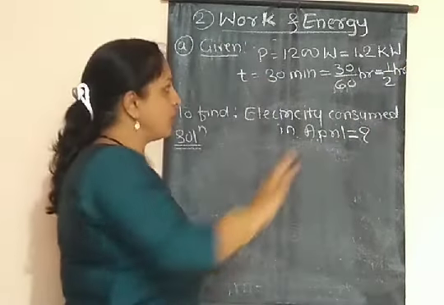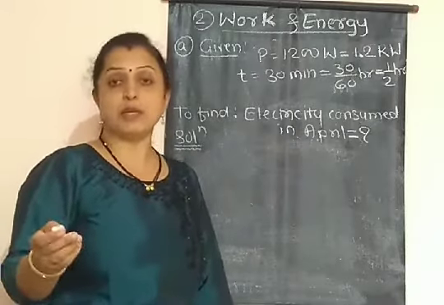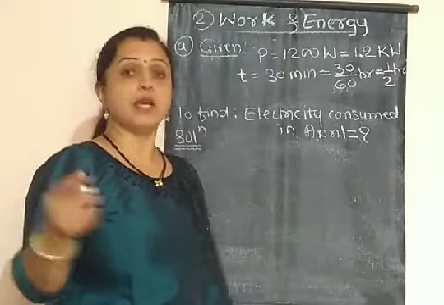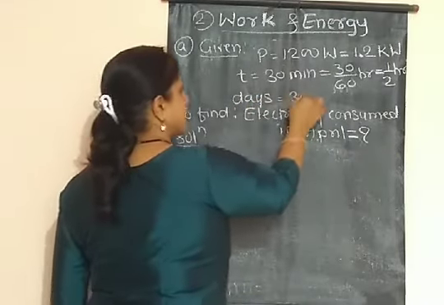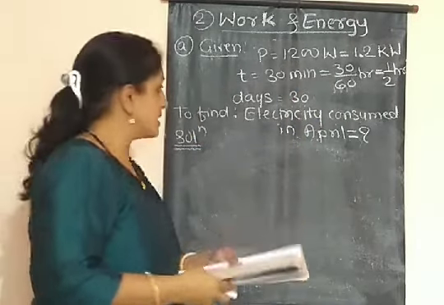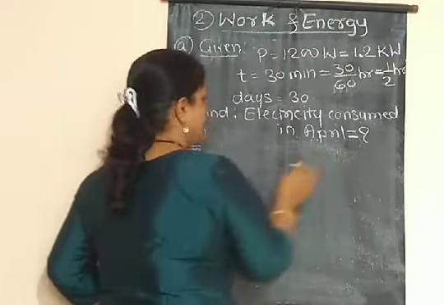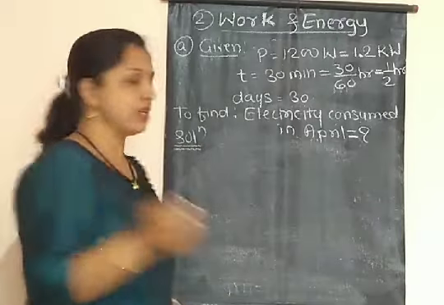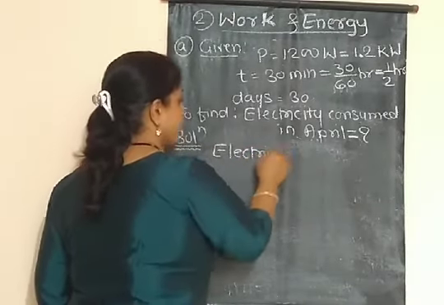So first we convert all this, and then in the month of April, how many days are there? Because we have to find out the electricity consumed in the month of April. Number of days in April is 30. So let's see now how to solve this numerical. The electricity consumed is measured in kilowatt hours. So let us write here electricity consumed.